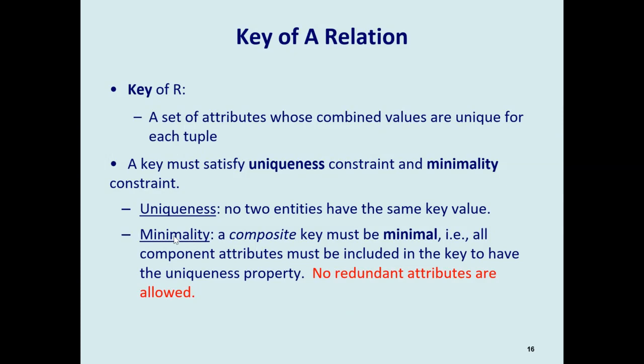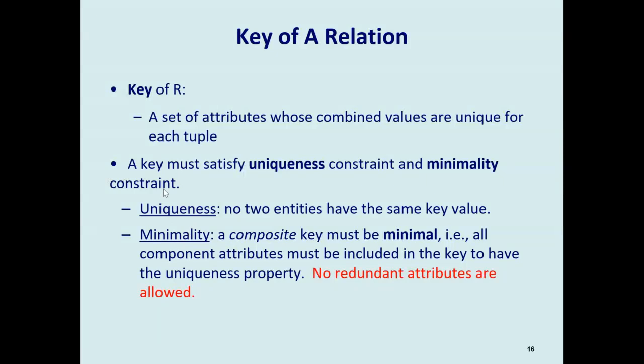The minimality basically means that if we happen to have a composite key, we need to verify whether every attribute in that composite key is redundant or needed. Okay, so this is called minimality. Minimality means that a composite key must be minimal. By minimal, we mean that all component attributes must be needed in order to satisfy the uniqueness constraint. In other words, no redundant attributes are allowed. That's about key.